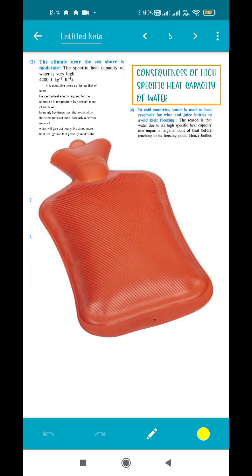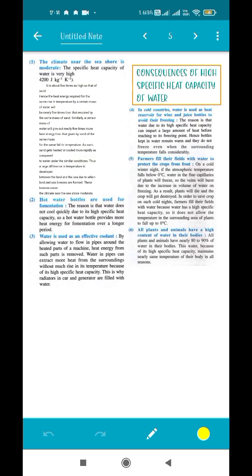Next, talking about water bottles which are used for fermentation. So this is how a fermentation bottle looks like. You must have seen it is used by people who are suffering from some sort of ailments, some sort of pain in their joints and body. So why is water used in these bottles? It is also known as a hot water bag. Again, the same reason. Water takes a huge amount of time to cool down. So if you put hot water into these bags, it will remain hot for a long amount of time. So people can utilize this type of bottles.